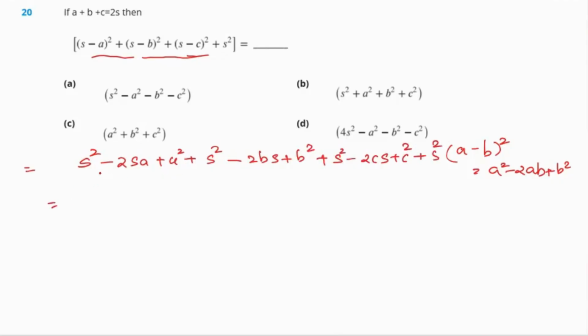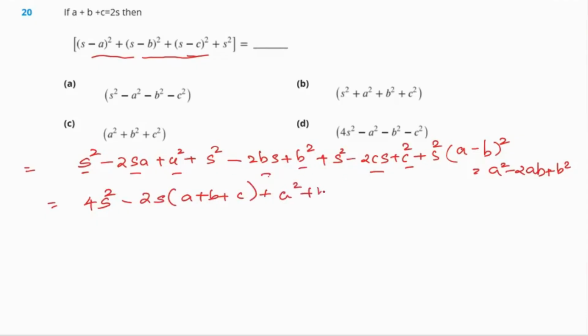So here, for 1, 2, 3, 4, 4s square is there. When we add this, we will get 4s square minus from this and this, we can take the 2s outside. When we take the 2s outside, what is left inside? That is a plus b plus c inside, and the other a square, b square and c square are also left.